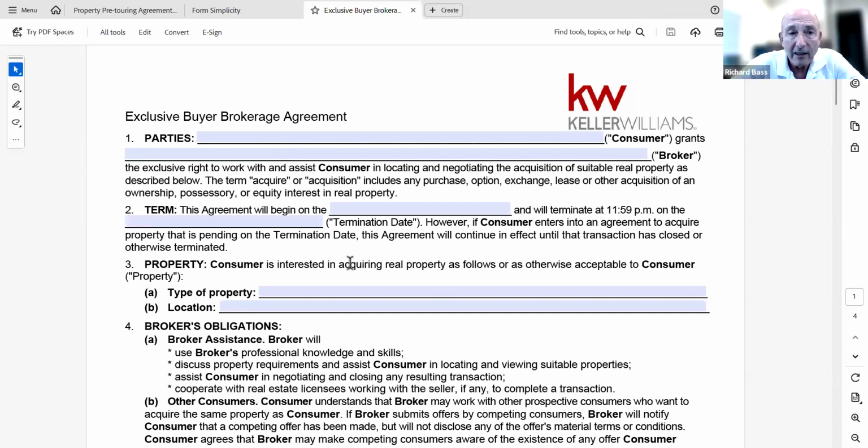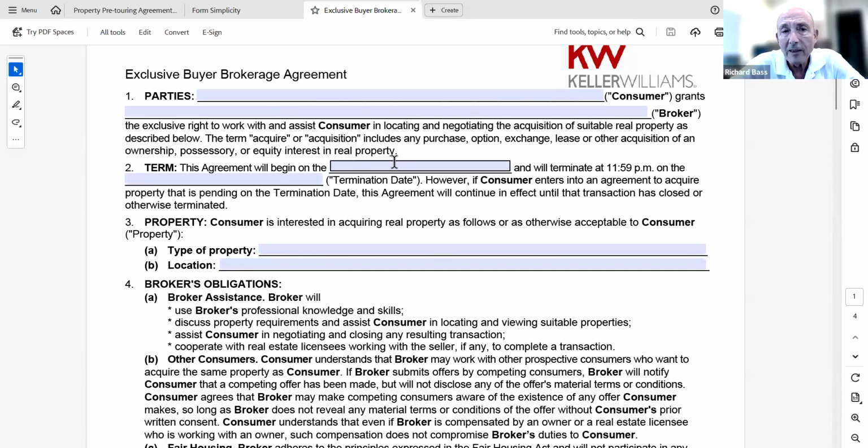All right, so just like on the other one, the term of this has a start date and a finish date. Now, you need to know from your client, is this somebody that wants to buy something right now? They're going out, they're going to be buying something within the next week? Or is this somebody that, if we find the right house, we'll consider it? And are they an A, B, or C buyer? Depending on how you determine that is how long I would make this agreement for.